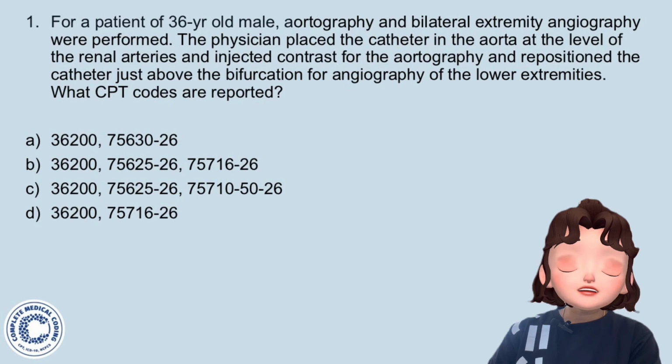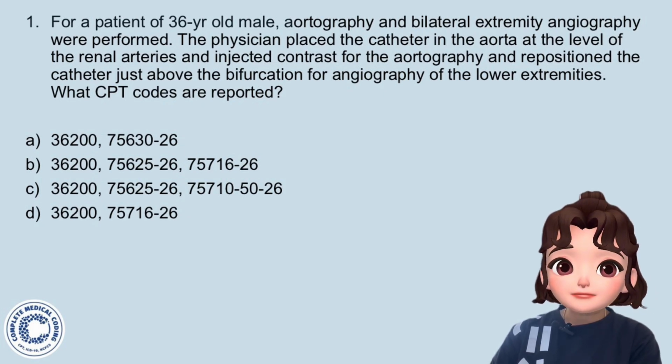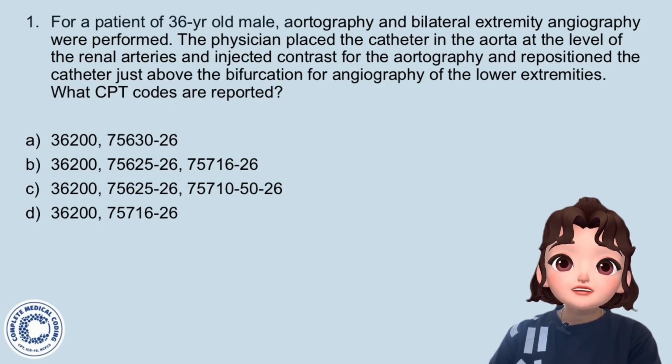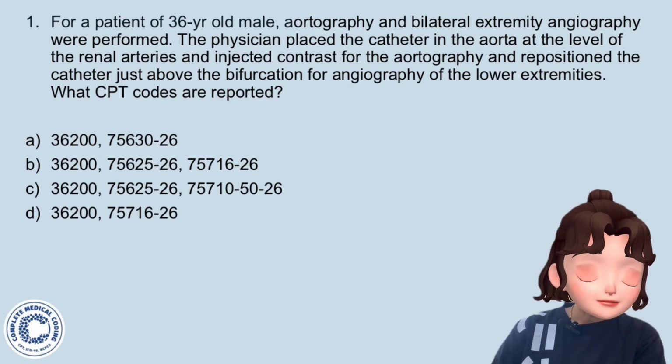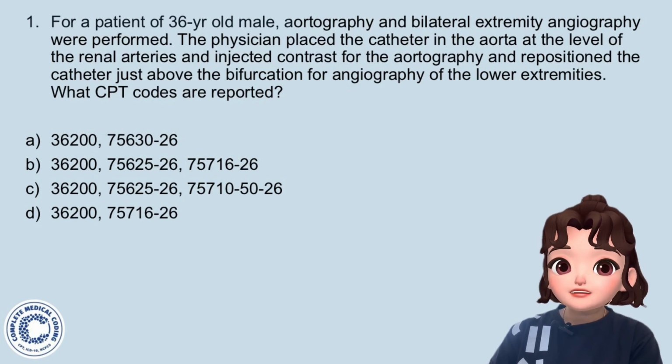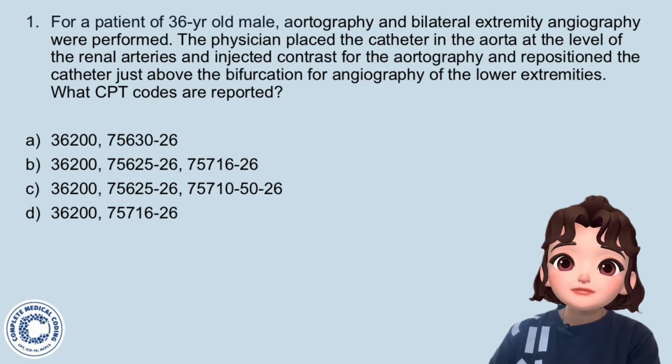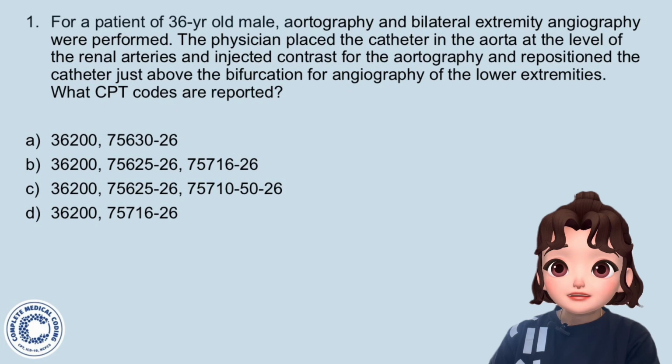If we go to the options one by one, in all the options there is one CPT code which is the same, 36200. So you don't have to waste time searching for that code, but you need to know what exactly the description is. 36200 is introduction of catheter into aorta. So that insertion of catheter code is already marked. Now you have to code for the contrast for aortography and angiography procedure.